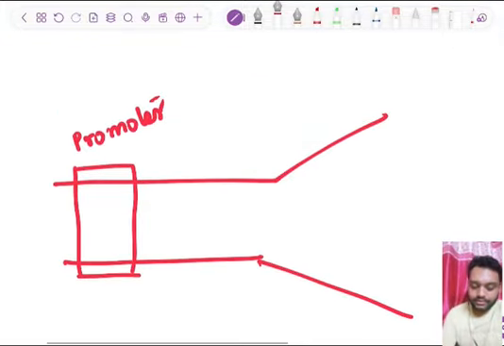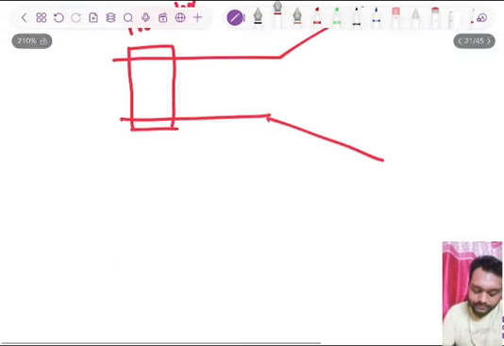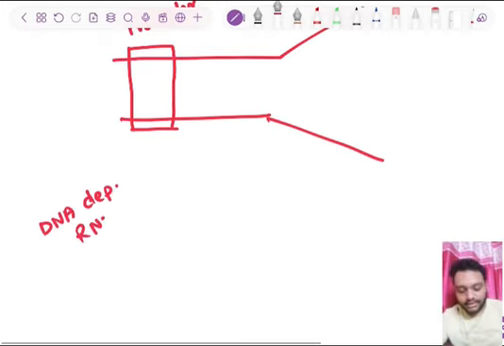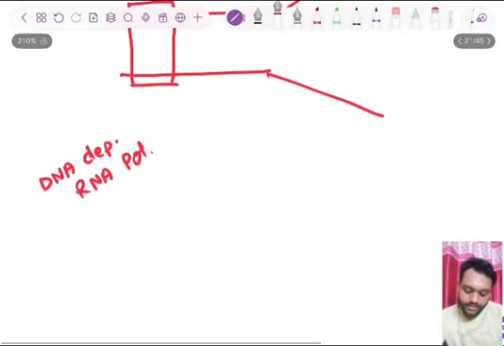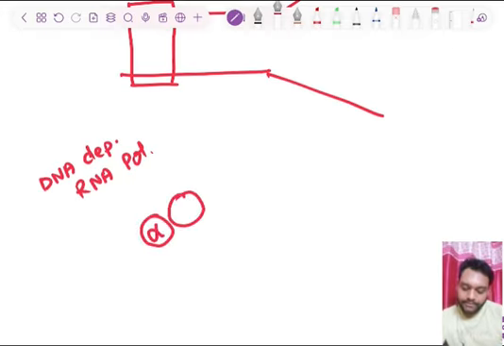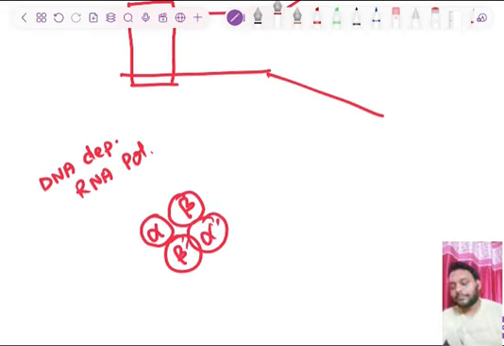Now we have a DNA dependent RNA polymerase. Basically DNA dependent RNA polymerase does the same work as DNA dependent DNA polymerase did in the case of replication. It has 5 subunits, that is alpha, beta, beta prime, alpha prime, and gamma. So this is the structure of an RNA polymerase.